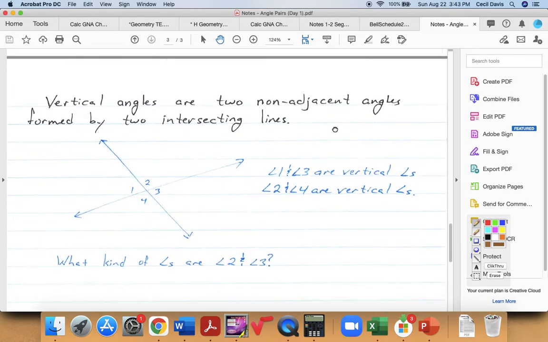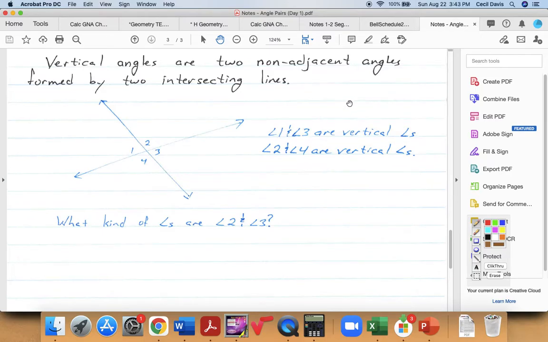All right. Another new term today, and again, this is one we will use all year long. At the very end of the year, we will still be using vertical angles. So, what are vertical angles? They're two non-adjacent angles, so they're not right next to each other, formed by two intersecting lines. In fact, we could say that they were two opposite angles formed by intersecting lines.